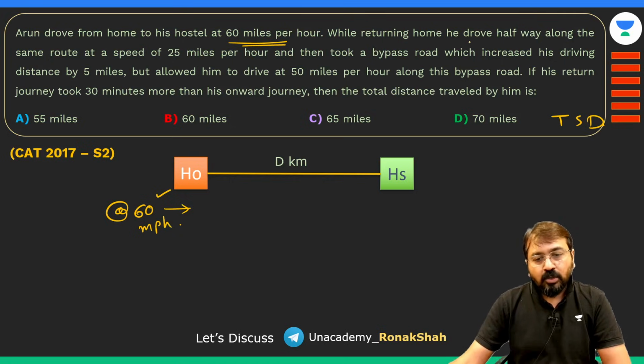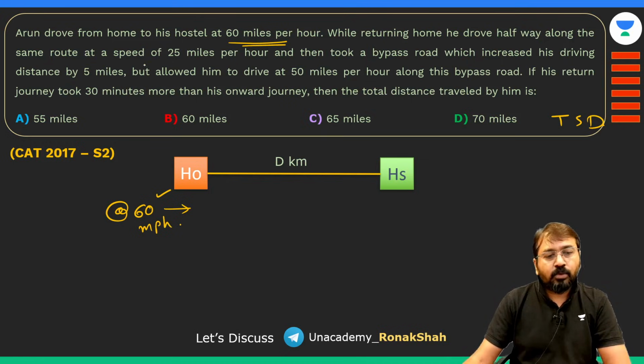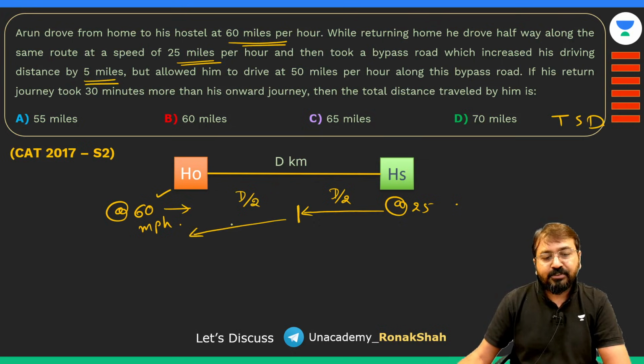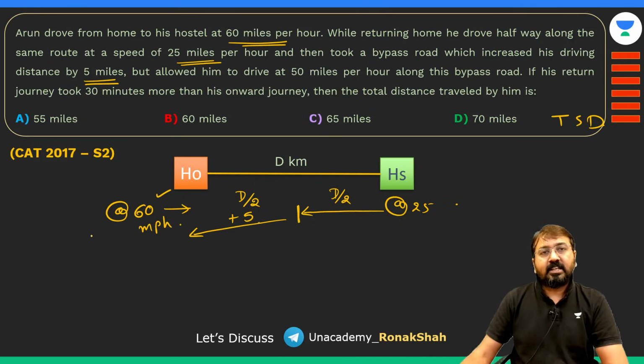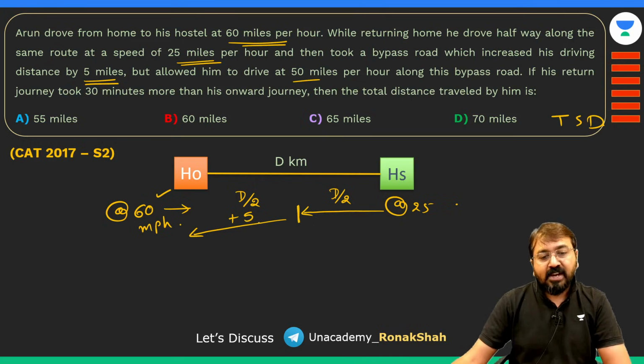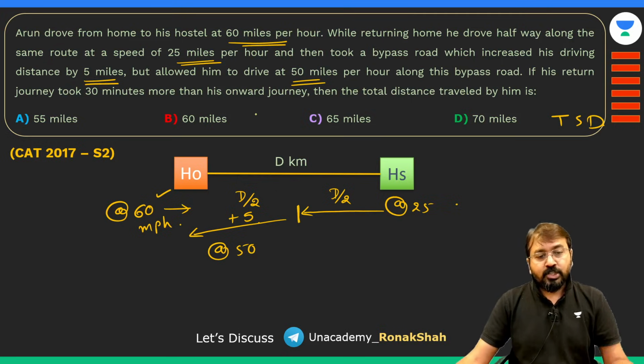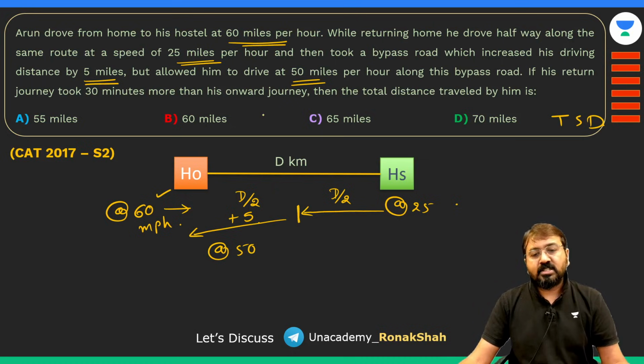Okay. While returning home, he drove halfway along the same route at a speed of 25 miles per hour. So he came back, and this half distance, say d by 2, he traveled at 25 miles per hour, and then took a bypass road which increased his driving distance by 5 miles. So now he had to travel d by 2 distance, but then he took a different road, because of which the distance increased by 5, but allowed him to drive at a speed of 50. So he traveled this distance at 50 miles per hour. If his return journey took 30 minutes more time than his onward journey, then the total distance traveled by him.